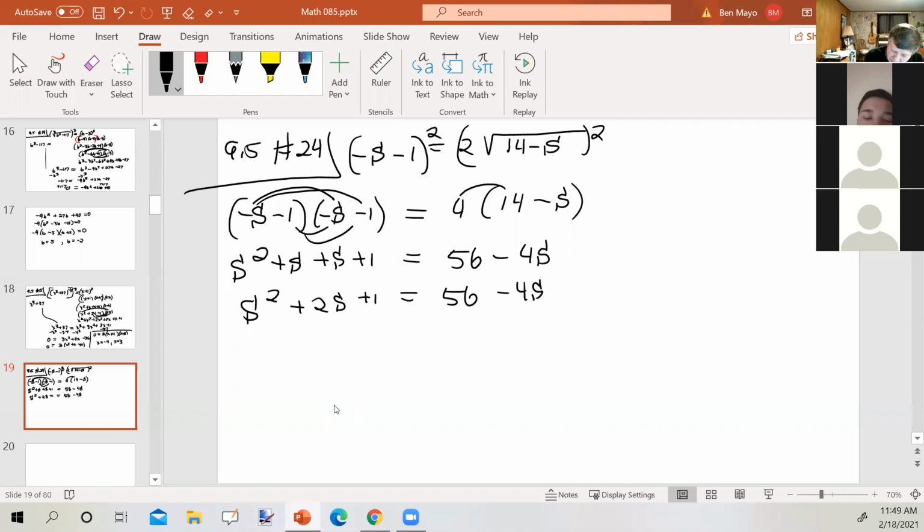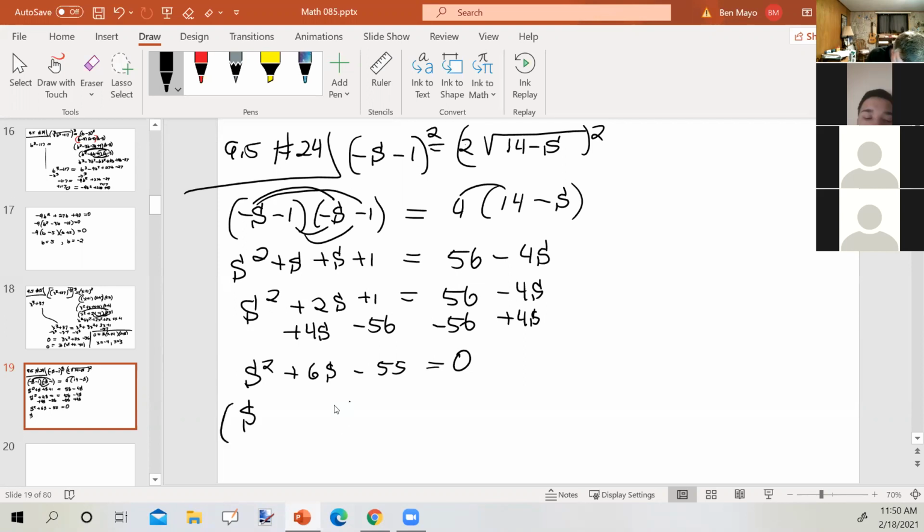This is a second degree equation, so I'll move everything to the left. I'm going to subtract 56 and add 4s. So I get s squared plus 6s minus 55 equals 0. So factoring, 5 and 11, I'm going to have plus 11 and minus 5. So s is going to be negative 11 and s is going to be positive 5. So the negative 11 would be the smaller value. The 5 would be the larger value.